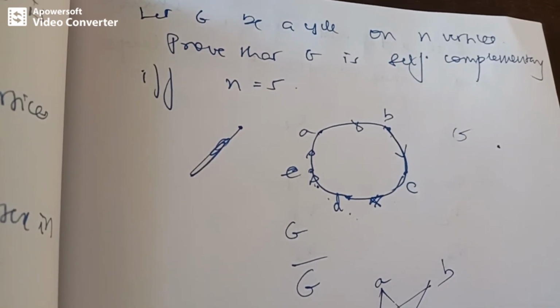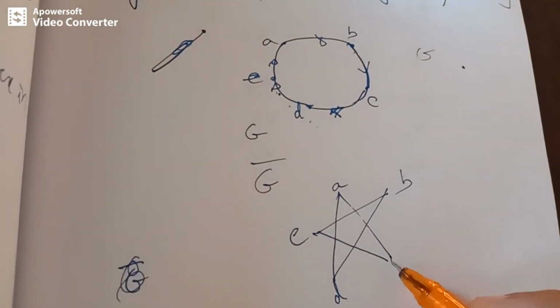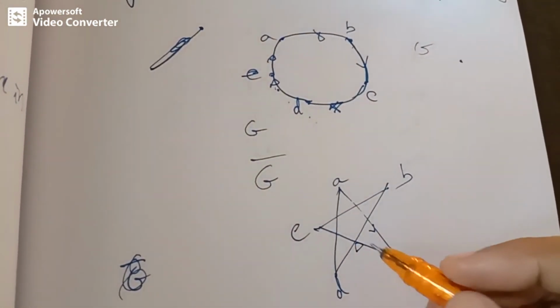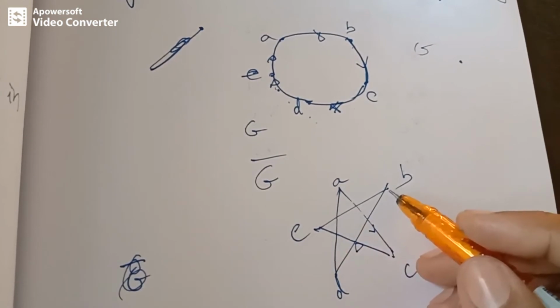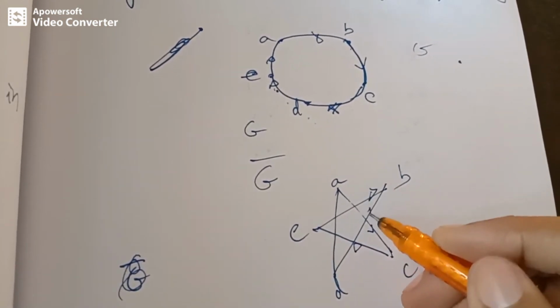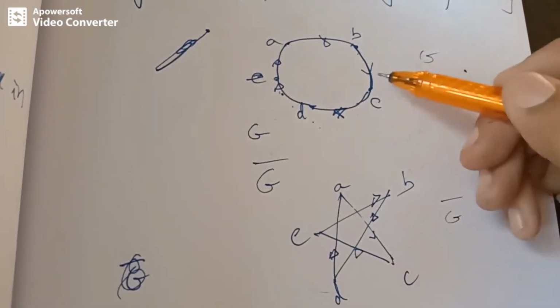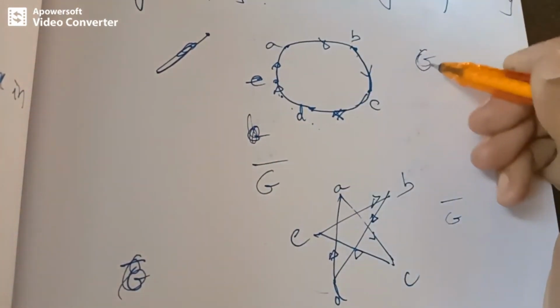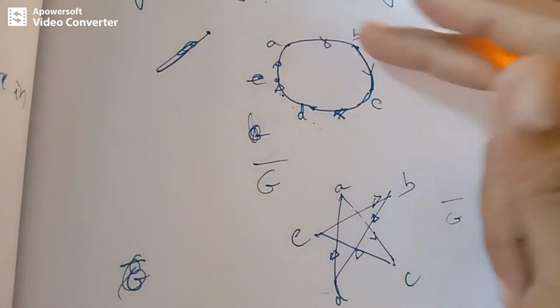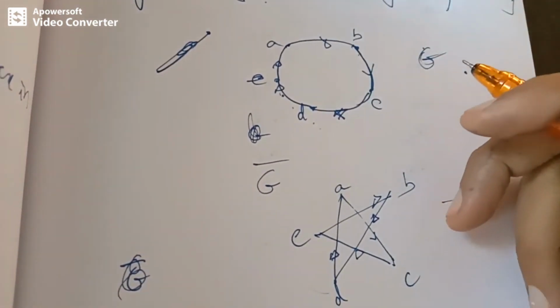Okay, so you will have edges AC, CE, then EB, you will have BD and DA. So these are the edges in G complement when you are inferring from graph G. Whatever edges which are not there in graph G will be there in G complement.